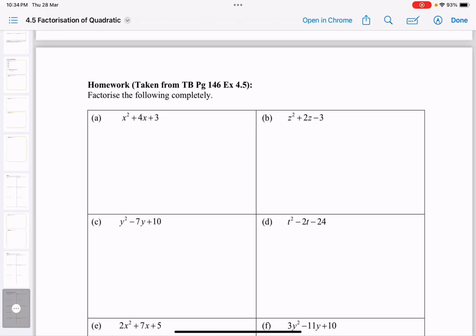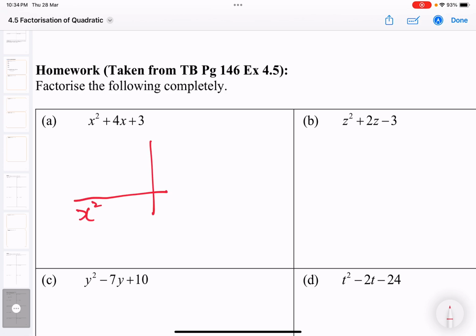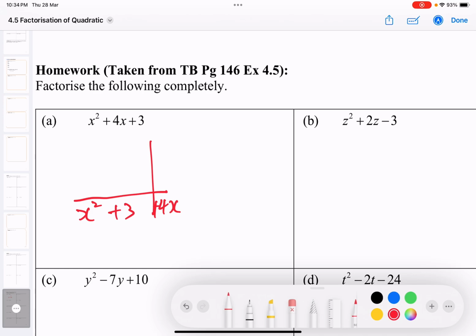Alright, let's finish up the homework question from your 4.5 worksheet. Factorize the following completely. So we're going to just use the ladder method very quickly. The ladder method is over here. X squared is going to be here, the plus 3 is going to be here, and I'm going to have the positive 4x over here.